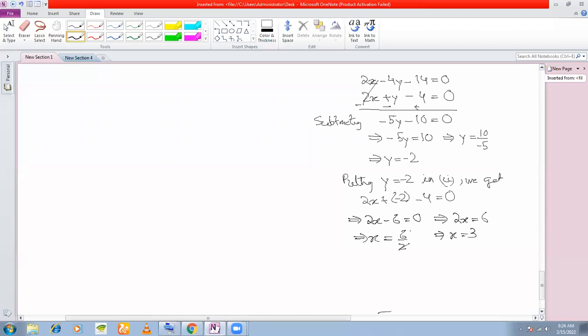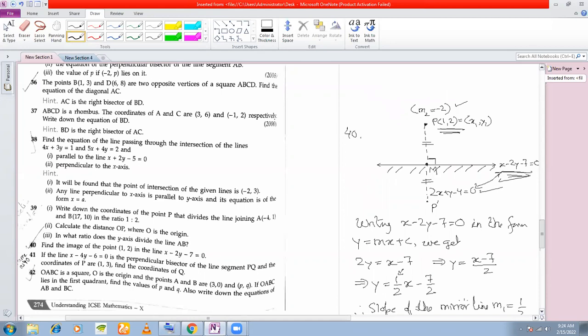Right? So therefore, what is the coordinates of M, point of intersection of the two lines? 3, and y coordinate is minus 2. Let's write it here. Coordinates of M is 3, minus 2. Now clearly M is the midpoint of PP dash. You know the coordinates of P. You know the coordinates of this. Therefore, definitely you can find out this coordinate. Let us say the coordinates of this is A, B. Okay.